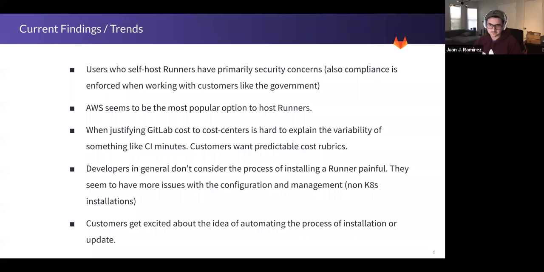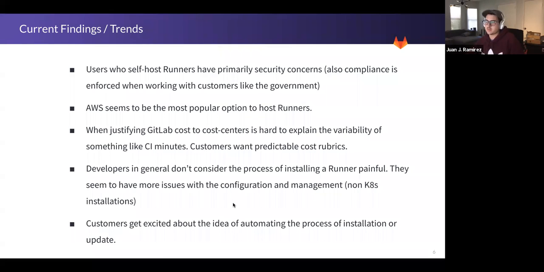The other thing that we found is that AWS seems to be a very popular option to host runners. It's just basically what most people pick. So that's an interesting finding. We also found that when it comes to buying GitLab and trying to justify GitLab as a cost center, many people have trouble explaining the concept of CI minutes. Customers want more predictable cost rubrics, and they really want the runner to be part of a more holistic offering in terms of pricing.